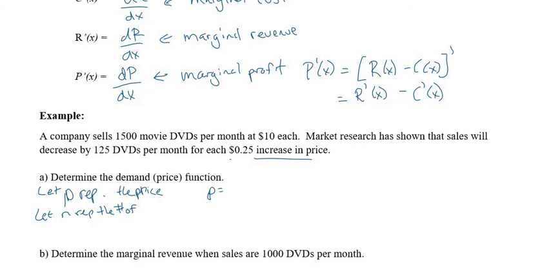We're talking about 25-cent increases in price, so let's specify that. So 25-cent increases in price. And we also want to find, with demand, the price in terms of the number of units sold. So let's come up with a variable for that. So let X represent the number of units sold.